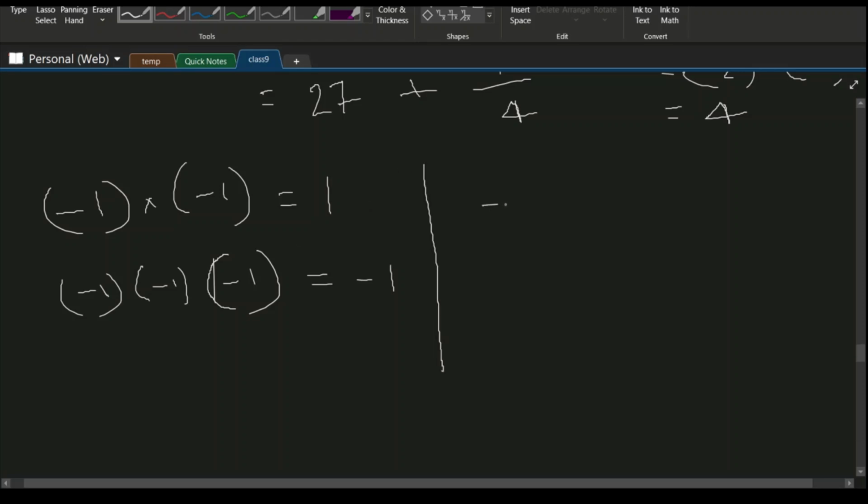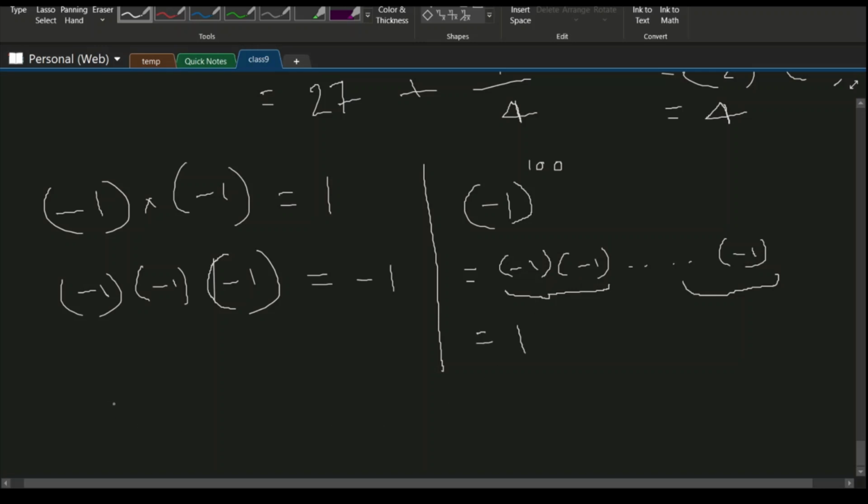So now you should be able to tell me this. If I write -1 raised to the power 100, that would be +1, because it's an even number. So -1 multiplied with itself 100 times. It's an even number, which means we can divide it into pairs of 2, and each pair will give me a positive 1, right? So I'll get a 1 here.